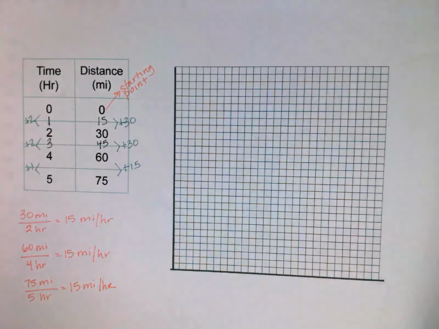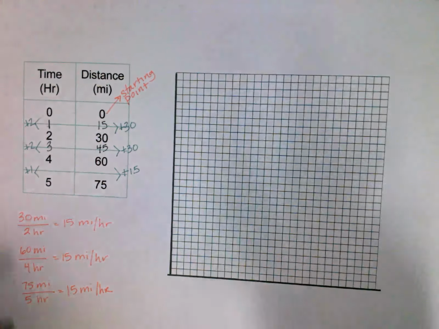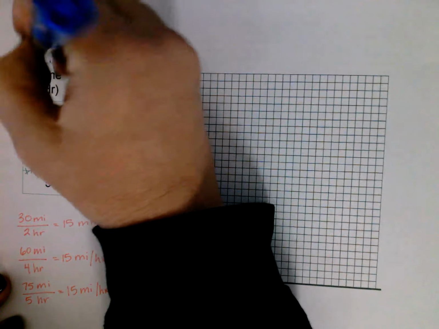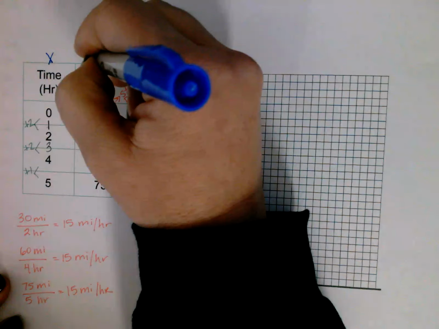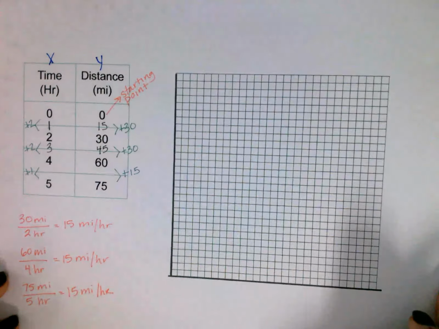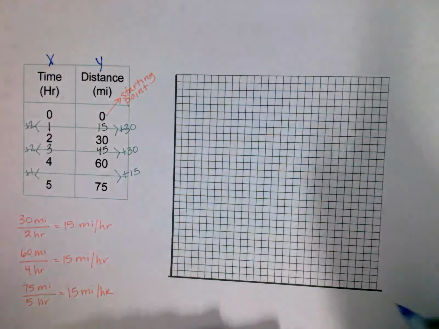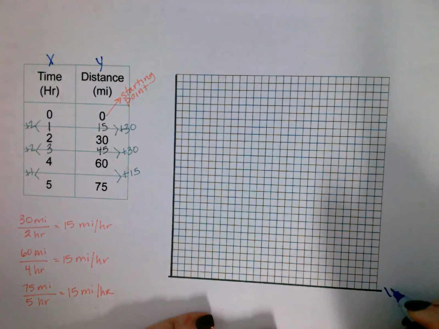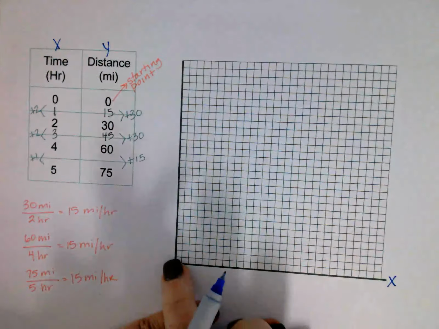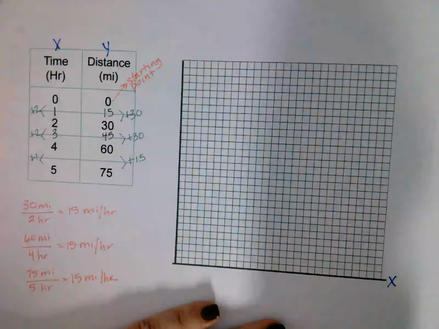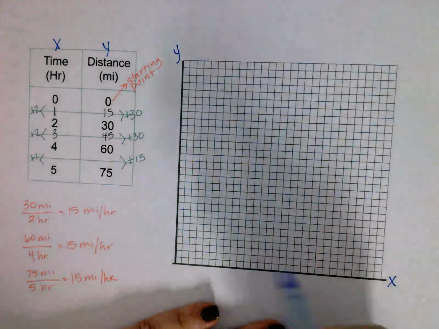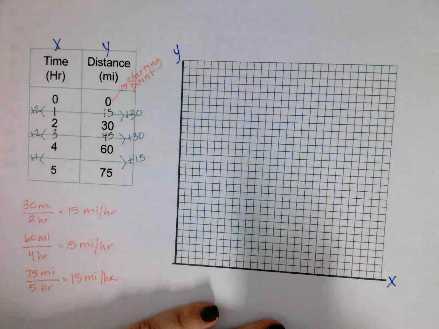Excellent. Now we're going to look at this on the graph. Time is always your independent variable, the x. The other column will be the dependent variable known as the y. So on our graphs, we know x is the horizontal axis and y is the vertical.